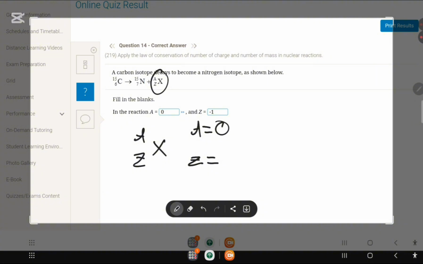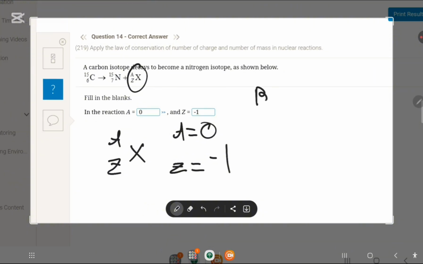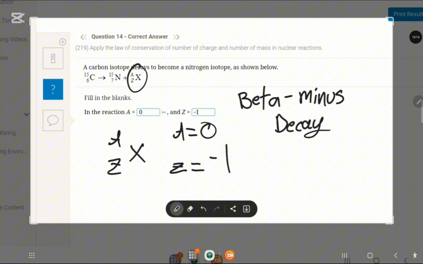Okay, so here nitrogen is 7, its atomic number is 7, so Z has to be -1, because it's lost a proton. Okay, so it's a beta minus decay. Let me write it better. One second. Beta minus decay. Okay, on to the next.